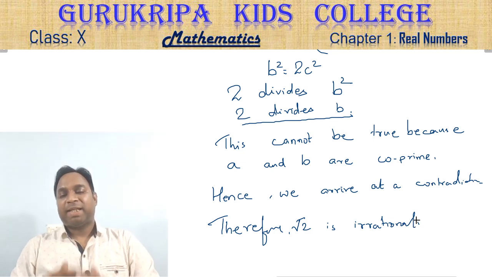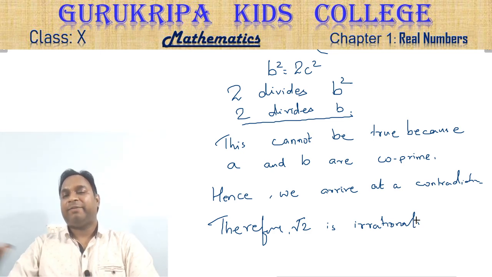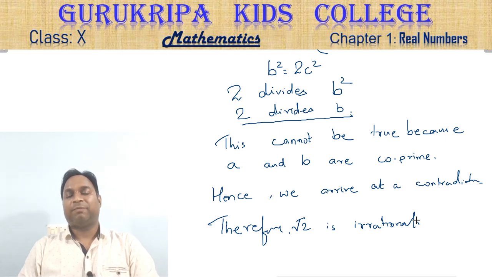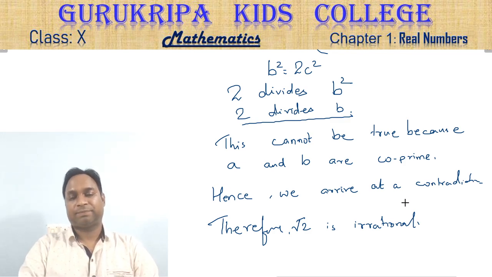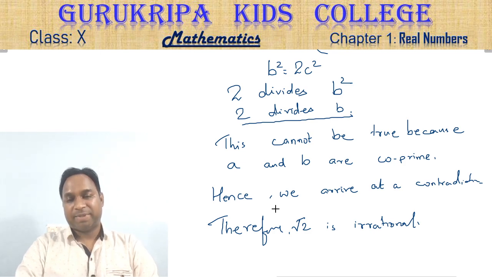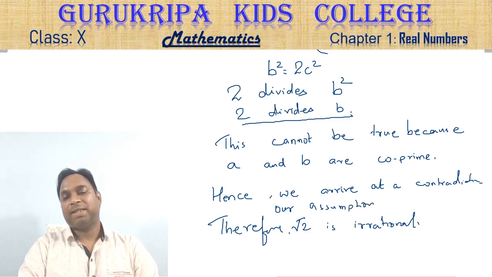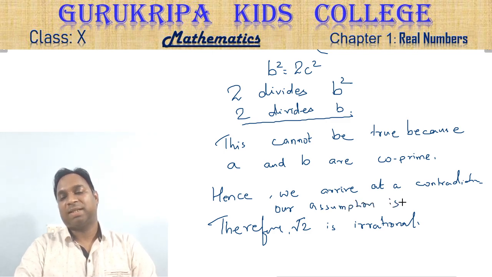When we assumed that square root 2 is rational, we arrived at a contradiction. We arrived at something that cannot be true, that cannot happen. That means our assumption is wrong. And what was the assumption? The assumption was that square root 2 is rational.